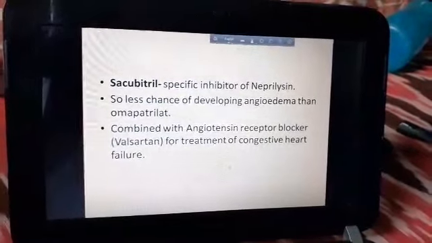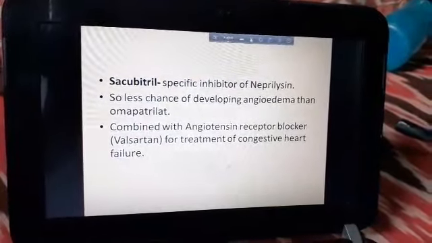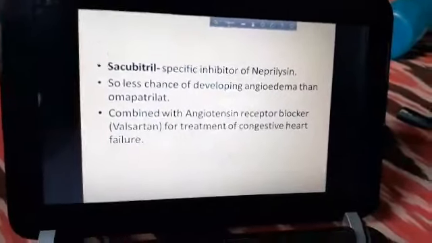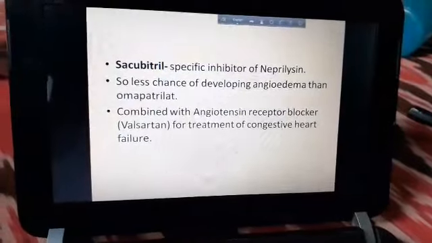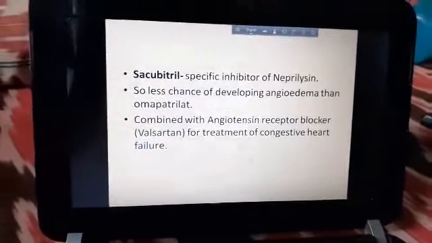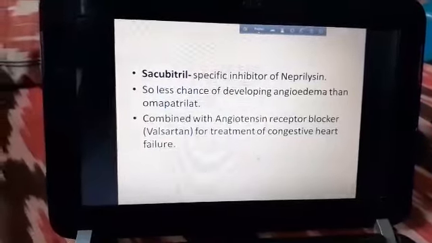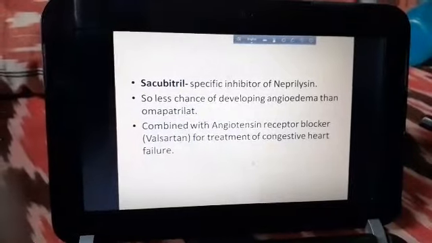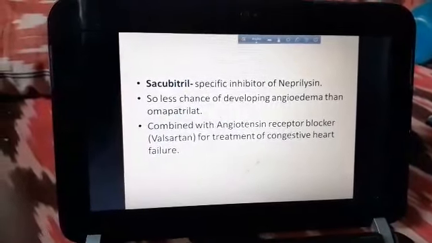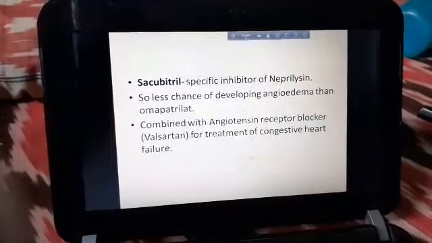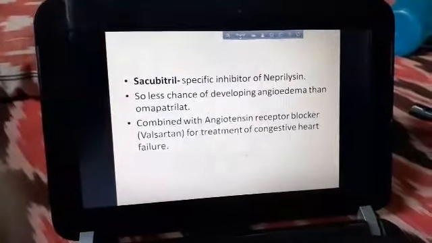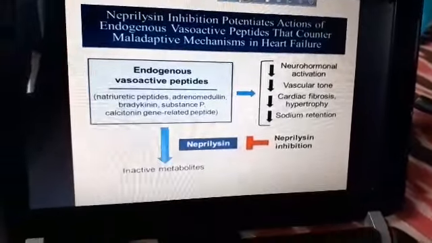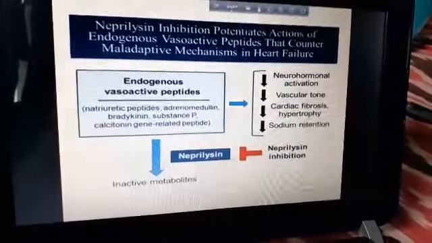So remember this, an ACE inhibitor and a neprilysin inhibitor are not commonly given together because of excess risk of angioedema, because of this excess bradykinin effect. That's why an ARB is combined with the neprilysin inhibitor because of less bradykinin effect, because the neprilysin inhibitor will cause an increased BNP level, and the ARB, by decreasing the angiotensin 2 effect and aldosterone effect, will cause a decrease in cardiac remodeling. So the neprilysin inhibitor potentiates the action of the endogenous vasopeptides that counter maladaptive mechanisms in heart failure.